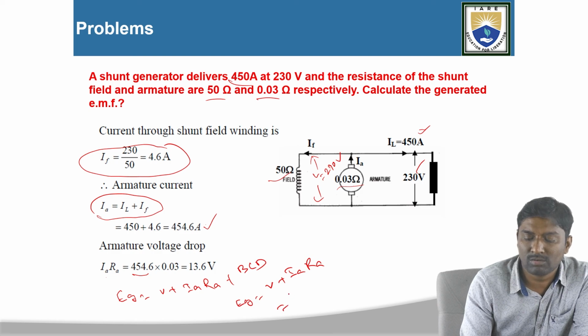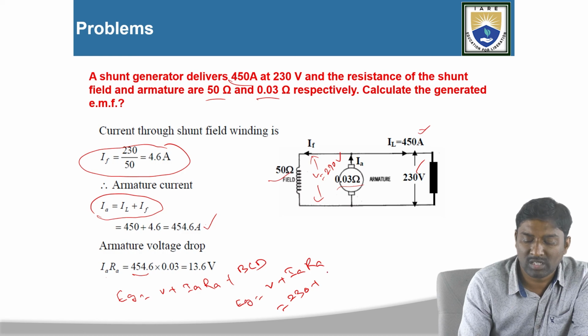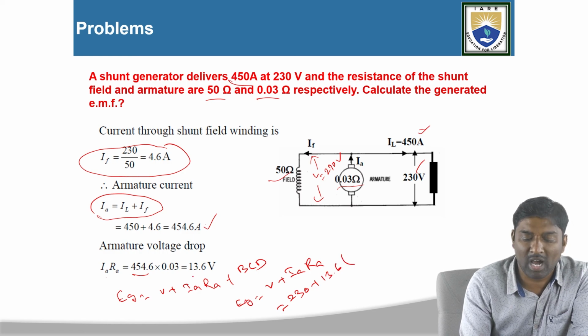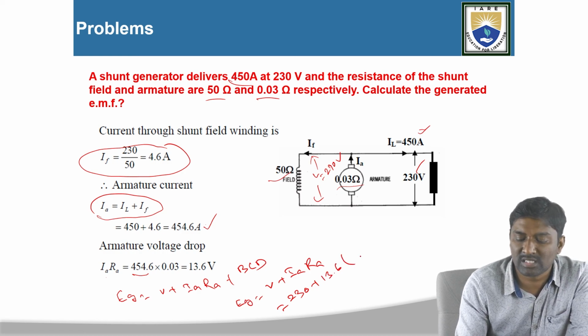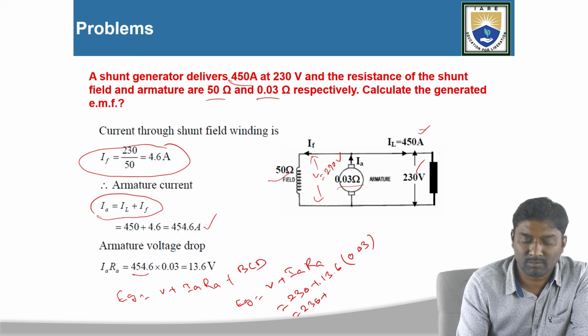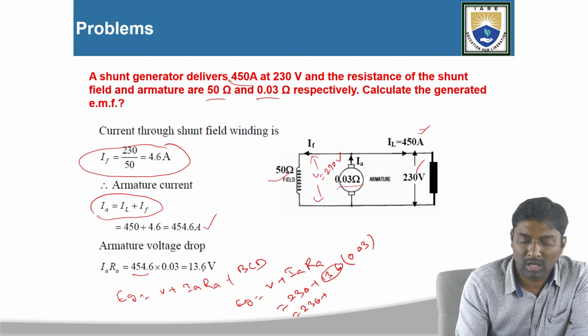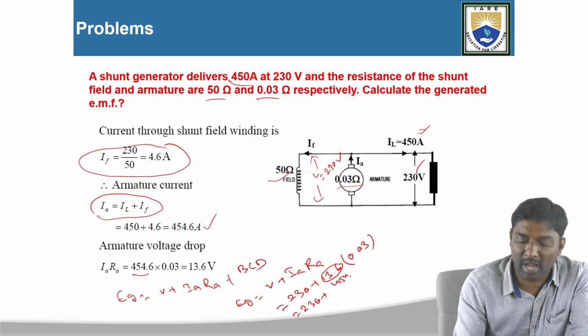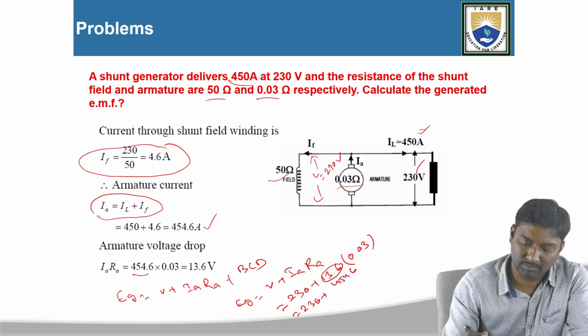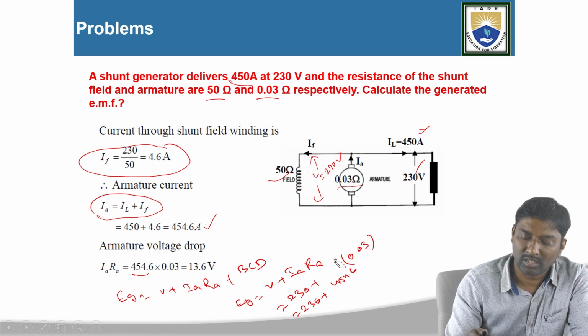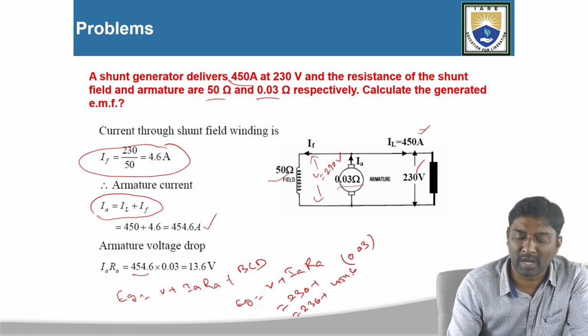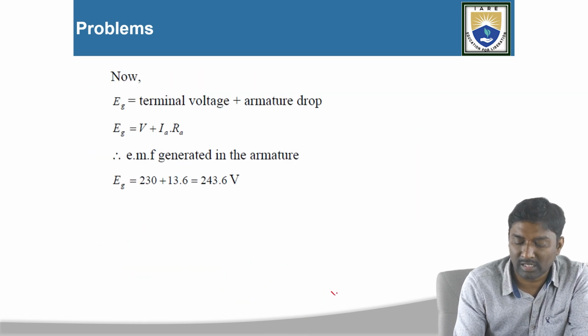So what is V now? It was given as 230 volts, plus IA into RA. Armature resistance is 0.03. So that is 230 plus, sorry, this is not 13.6; the armature current is 454.6, and 454.6 into 0.03, which we already calculated as 13.6. That is 230 plus 13.6.